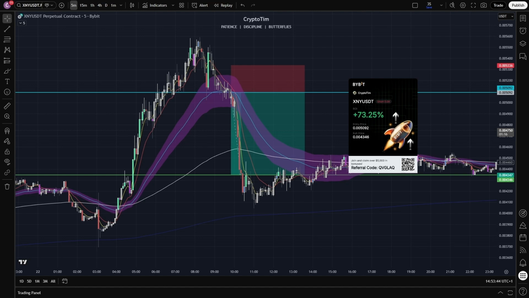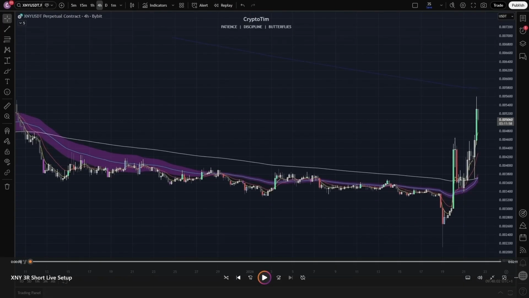Today I'm making a video about this 3R short trade that I took on CODATTA or XNY. I did record my chart live when looking for this setup, so without further ado, let's jump straight into the video. Alright, so now for the actual TA part of the video.